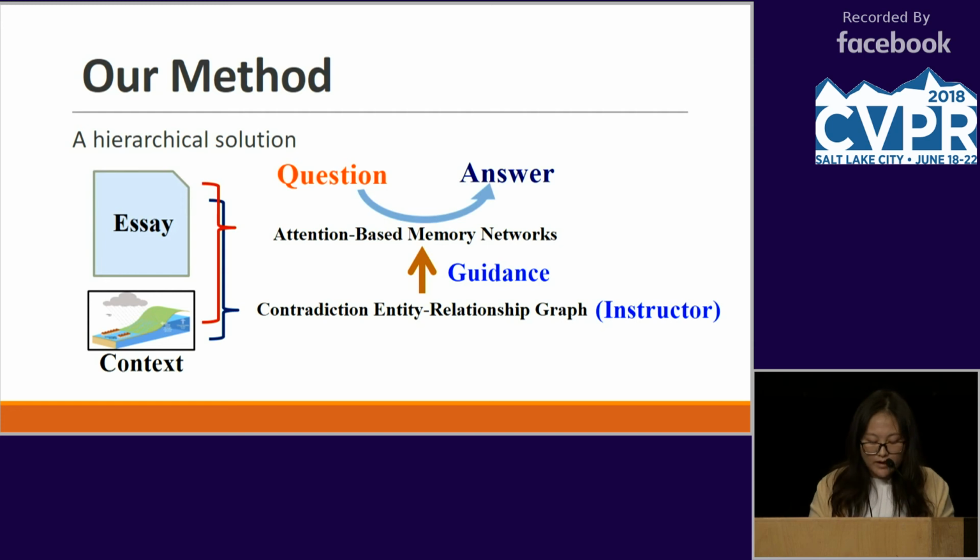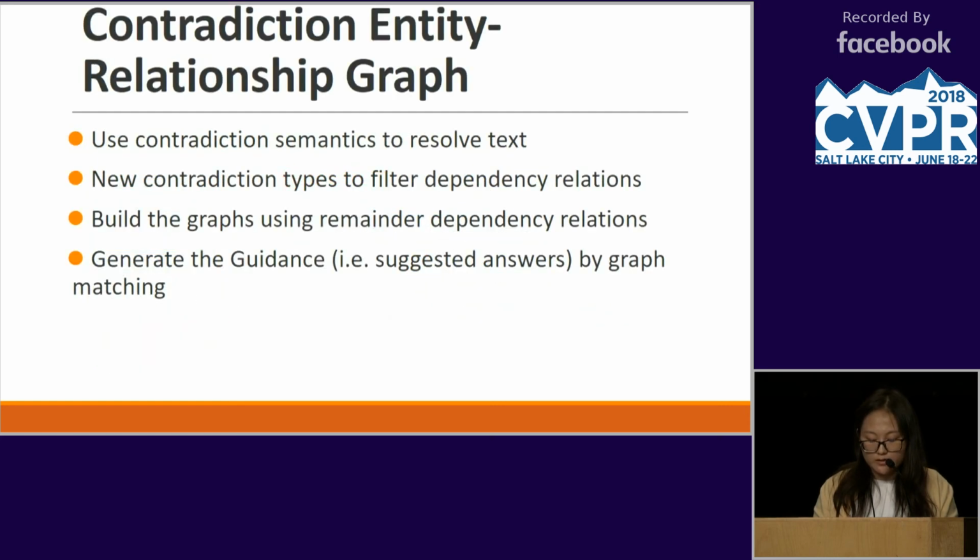We propose a hierarchical structure to solve this task. We built the contradiction entity relationship graph to extend the passage level multimodal contradictions to an essay level. The machine thus performs as an instructor to extract the essay level contradictions as the guidance. Afterwards, we exploit the memory networks to capture the information in the guidance and use the attention mechanisms to jointly reason over the global features of the multimodal input.